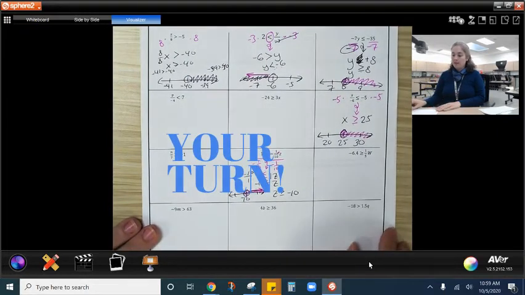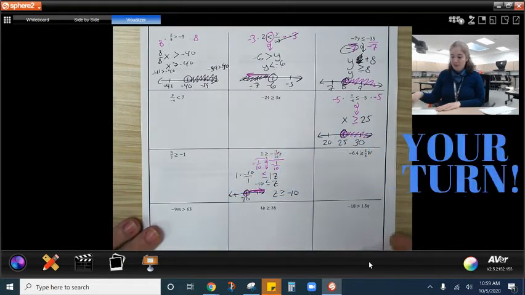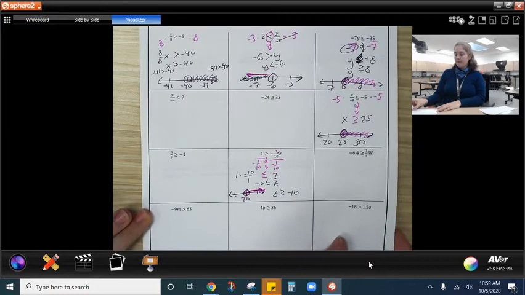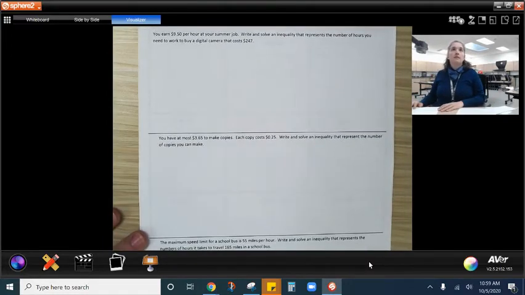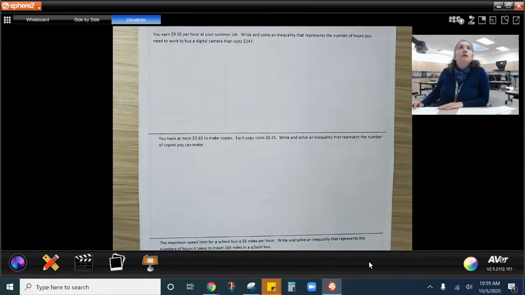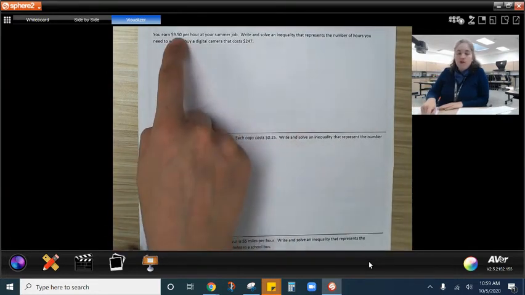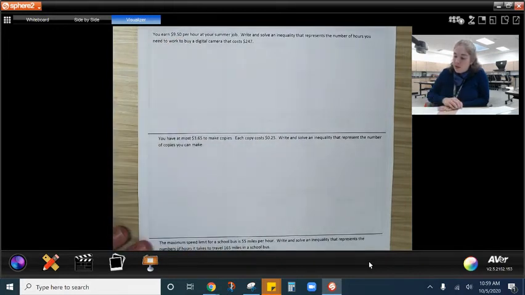Let's look at some word problems. So up here, you earn $9.50 per hour at your summer job. We want to write and solve an inequality that represents the number of hours you need to work to buy a digital camera that costs $247. By the way, this is from when I was a kid, because I know minimum wage these days is like $15 or something. But when I was a kid, it was not that high.